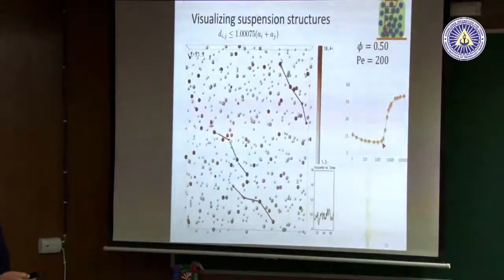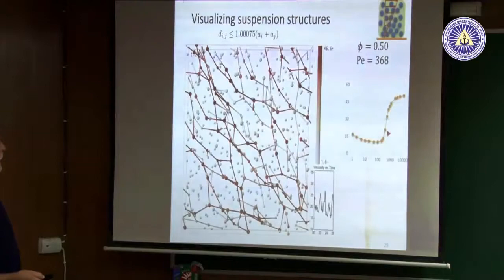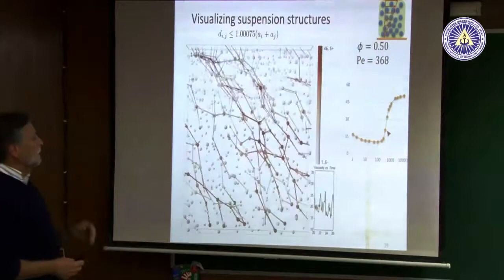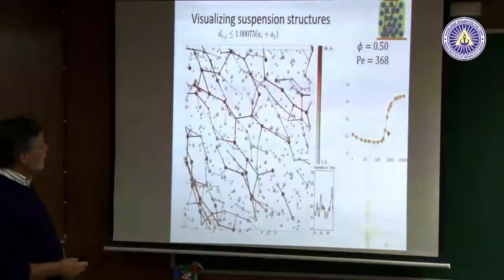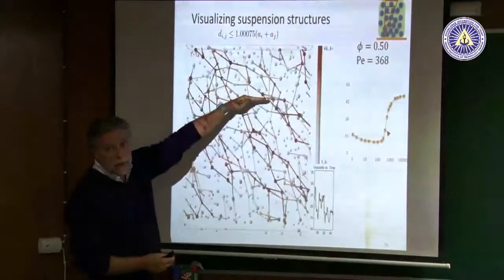What's happening? Nothing. Here we go. This is now when we start to shear thicken. Now you see the network that's formed. There's still much along the compressive axis of the flow. Some of them are spanning the cell, and you start to see some horizontal connections as well.